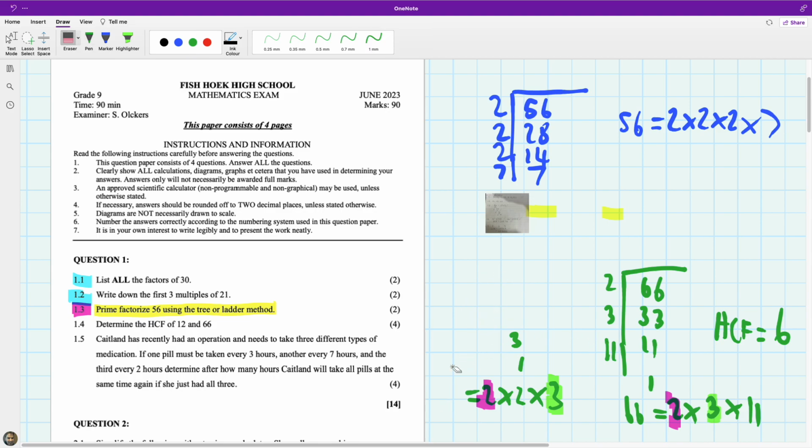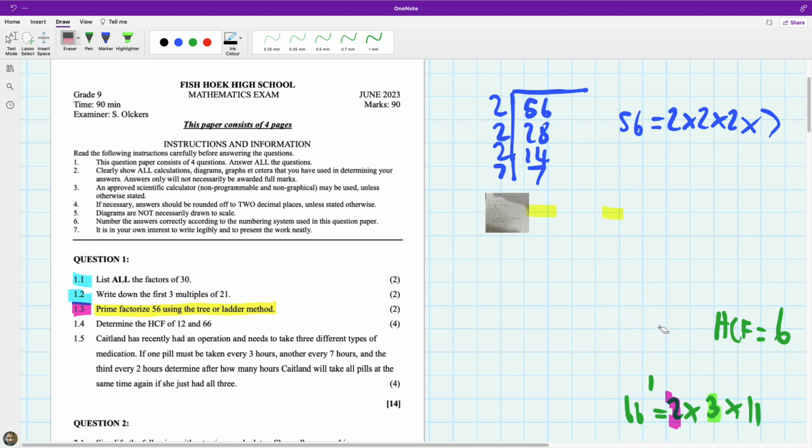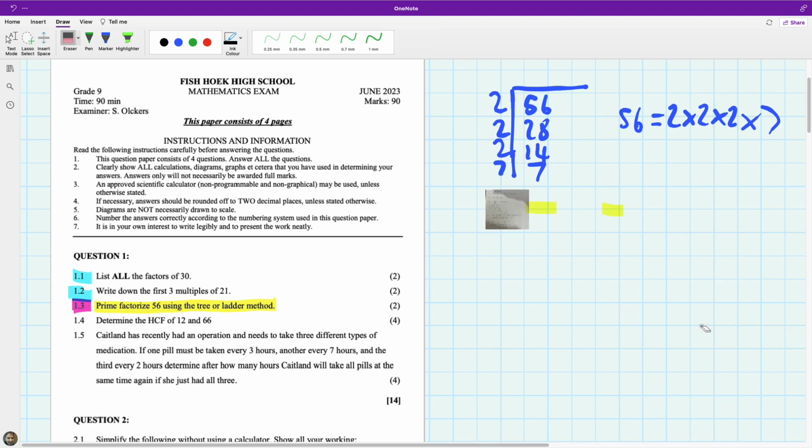And then for the last question in question 1, this was actually a lowest common multiple question disguised in a story. It says Caitlin recently had an operation and needs to take some medication, and it's 1 pill every 3 hours. So we're looking at multiples of 3. And then another one every 7 hours, so that's going to be multiples of 7. And a third one every 2 hours, so that's going to be multiples of 2.